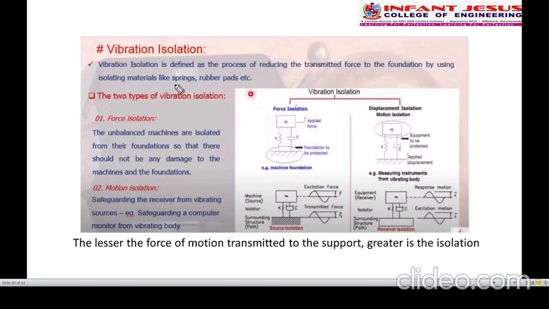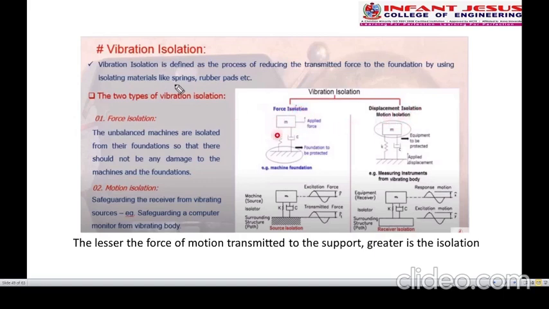Vibration isolation is the process of reducing the transmitted force to the foundation by using isolating materials. The transmitted force from the machine to the foundation is to be reduced. That process is called vibration isolation. It is done by some isolating materials. There are two different types of vibration isolation: one is the force isolation, another one is the displacement isolation.